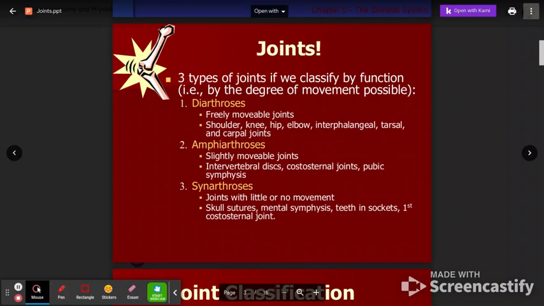This is by function. Shoulder, knee, think about movement, hip, elbow, interphalangeal, tarsal, foot, carpal, wrist, right? My wrist moving in 2 directions. Freely movable. You can rotate around. It's not going to break it if you rotate it at any angle.